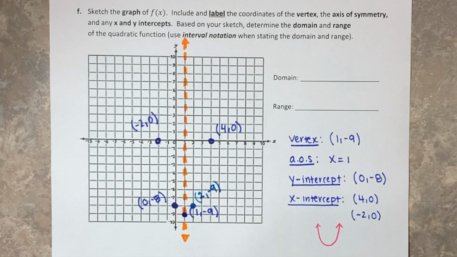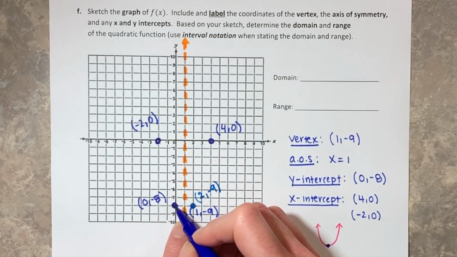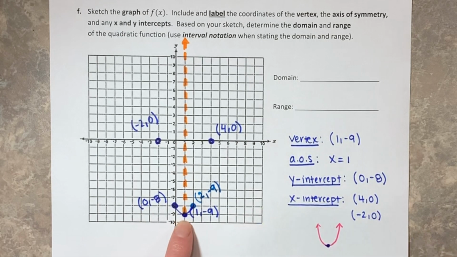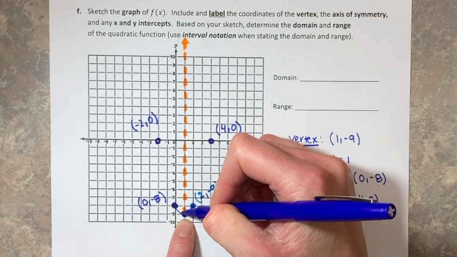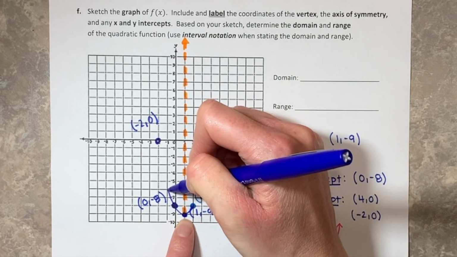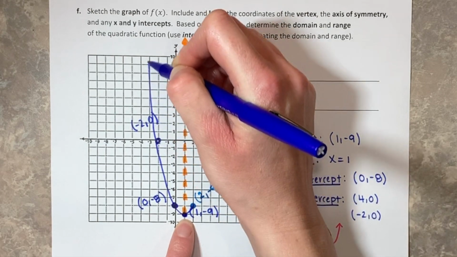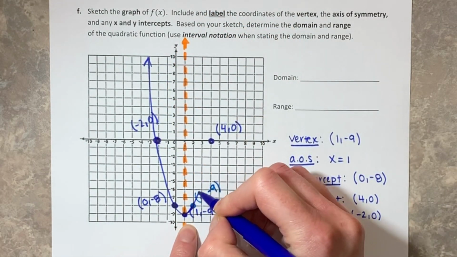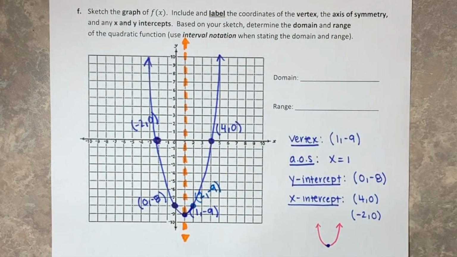Now that we've got our points, I'm going to start at the vertex right here. Notice that is the bottom of our U, and our U is going to curve up from there. So I'm going to draw our U curving up from the vertex, and we want to make sure that it goes through the y-intercept and also through our x-intercepts. And there's a good sketch of our parabola.